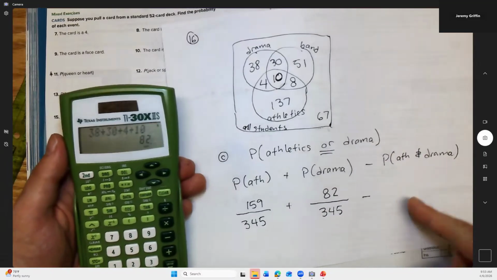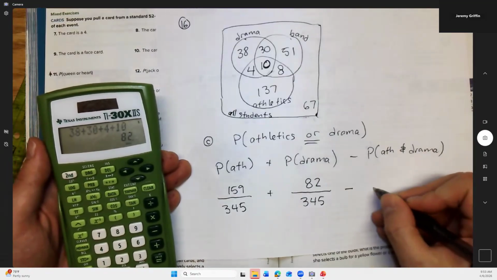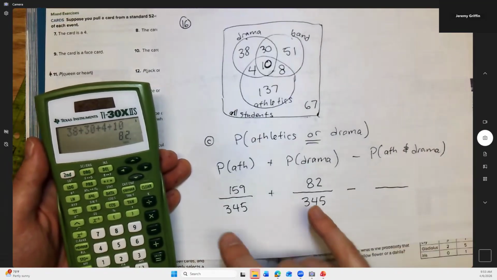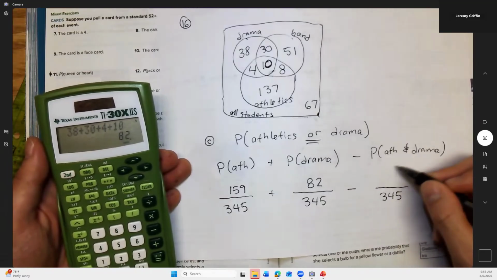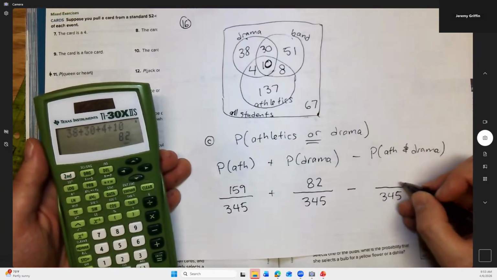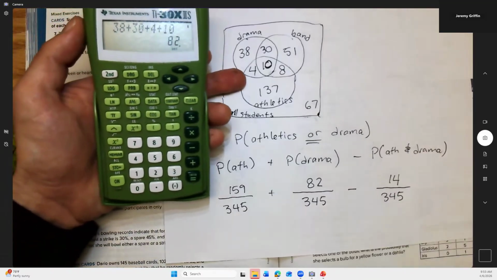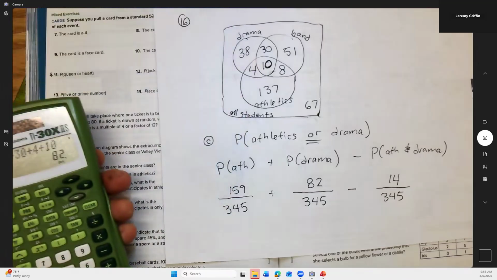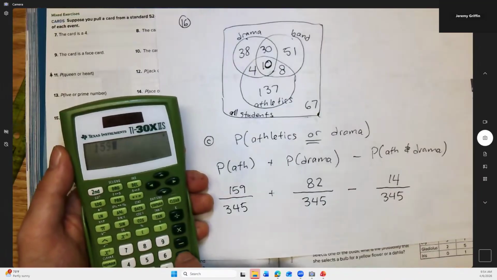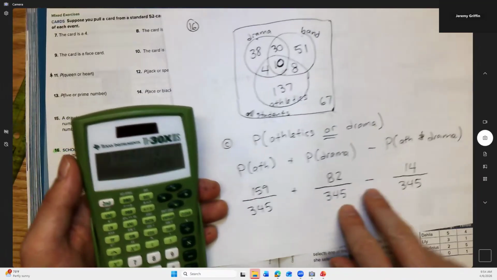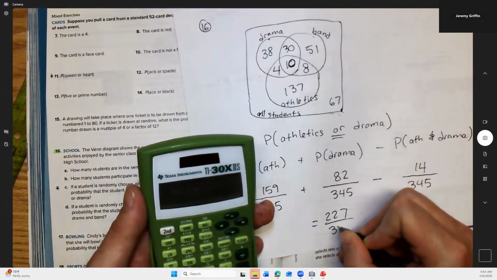Now I have to subtract out the probability that you're in both athletics and drama because I've actually double counted those students. So out of 345, you guys, what number goes right here? 14. Yeah. Okay. Because athletics and drama could be these 4, and don't forget that also those 10. So let's say what's 159 plus 82 minus 14. So I'm looking at 227 out of 345.